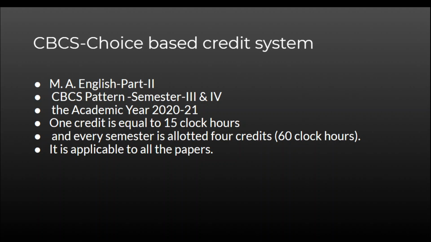Now, in this credit system, 1 credit is equal to 15 clock hours, and every semester is allotted 4 credit. It means 60 clock hours per paper. What does it mean? That in this semester, students are going to opt 4 course papers, and they have to get total 16 credits in semester 3.